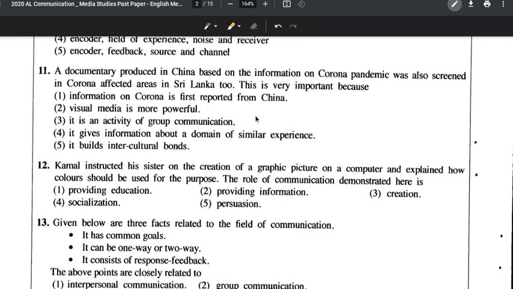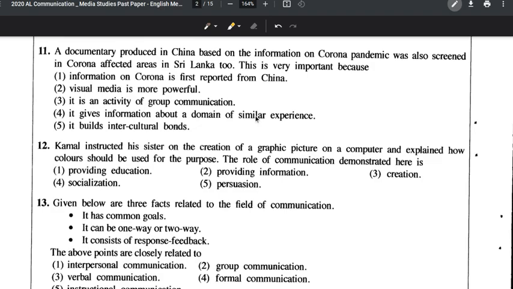Then the 11th one: a documentary produced in China based on information on the corona pandemic was also screened in corona-affected areas in Sri Lanka too. This is very important because it gives information about a domain similar experience. So I'm stopping this MCQ discussion now, and let's do a separate video to discuss the second lesson past paper questions. So see you in another video. Thank you for listening to me and have a nice day.